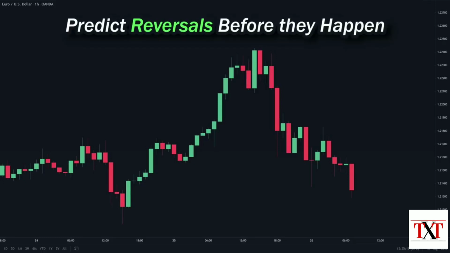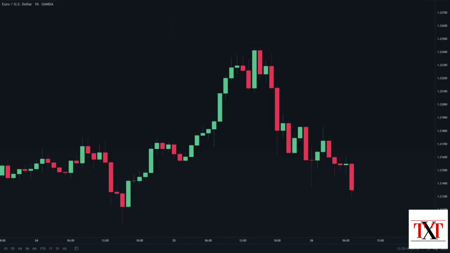So strap in, because we're going to go very in-depth in this video. So first, let's start with the basics. What is a reversal? A reversal simply means a change of trend direction. Like in this example, we have an uptrend that switches to a downtrend, then you got yourself a reversal. Simple.